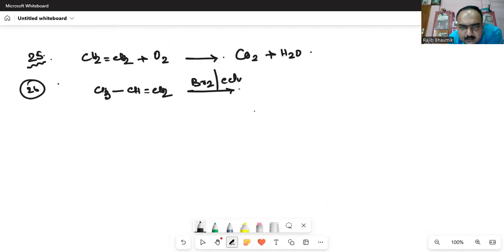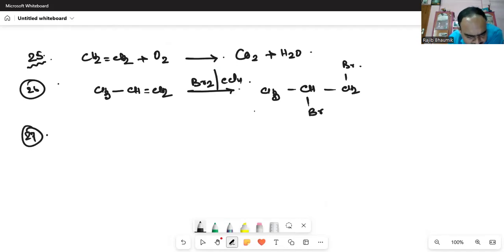डबल बॉन्ड में ब्रोमीन का एडिशन हो जाएगा CH3 CH Br CH2 Br. 26 हो गया. This is 27. Ethylene is oxidized with alkaline KMnO4. ये हम लोगों ने फर्स्ट रिएक्शन में किया था, रिएक्शन नंबर 1 में किया था. आप लोग वहां से इसको देख सकते हैं. ठीक है. 28.